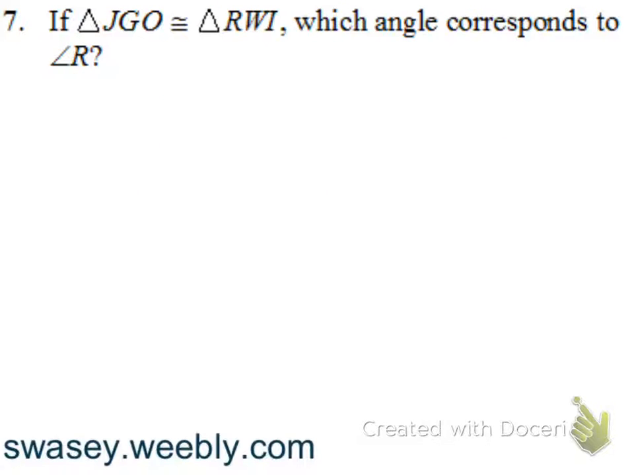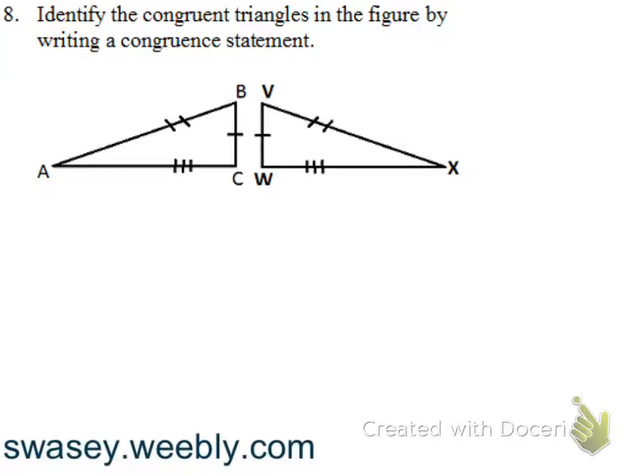Here, which angle corresponds to R? So R is in the first position, and so if we look at the first position in the other triangle, it's J. So angle J corresponds to angle R. Since they're congruent triangles, we could also say that angle J is congruent to angle R. Here we have enough to prove triangle congruence by side, side, side.